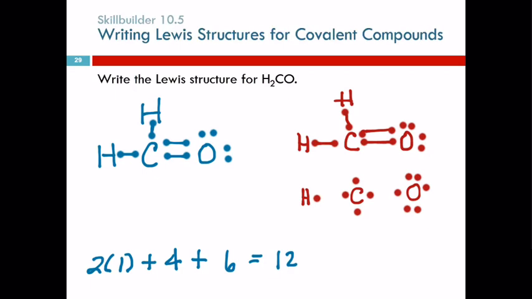Let's look at nitrogen. I wasn't planning to talk about this, but hey, why not? How many valence electrons does nitrogen have? Five. One, two, three, four, five. How many dots without pairs? Three. How many bonds does nitrogen usually make? Three. That's not a coincidence.